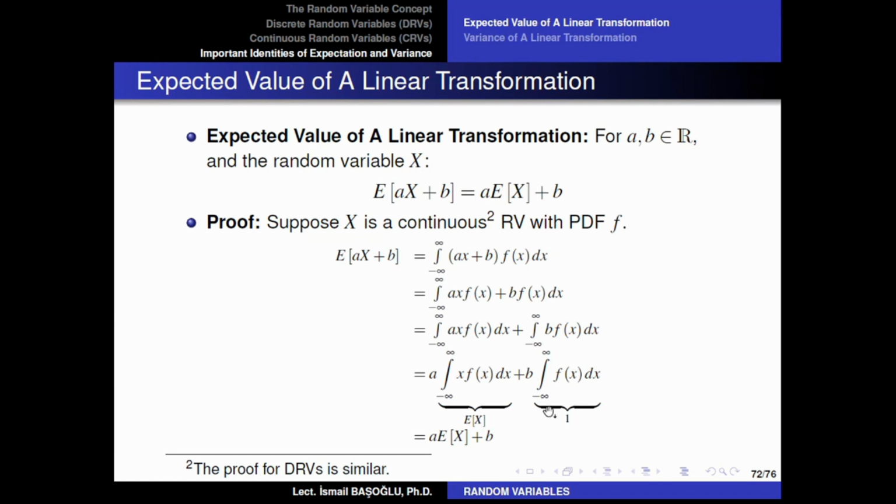So here is 1, and the result here is a times expected value of x plus b. So you see the proof is very simple. For the discrete case, you are only going to replace these integrals with the summation and f_X with p_X, the probability mass function. And the result is still going to be the same. So this proof shows us the expected value of a linear function of a random variable can be obtained by the linear function of the expectation.